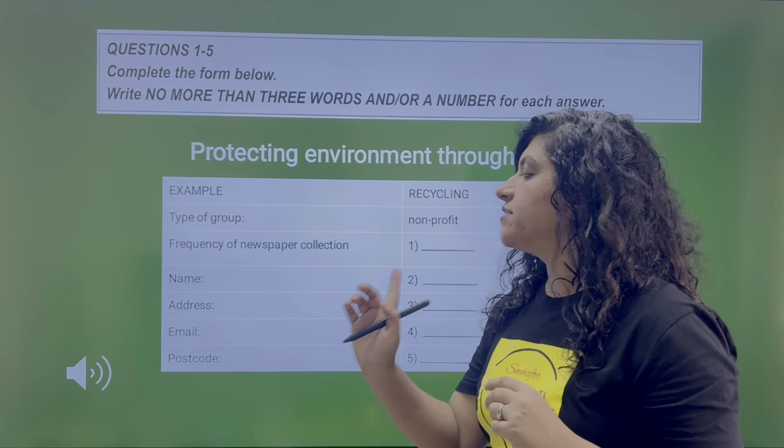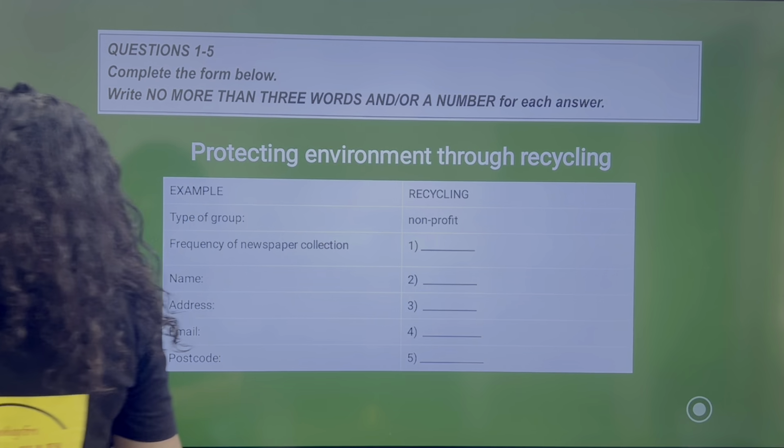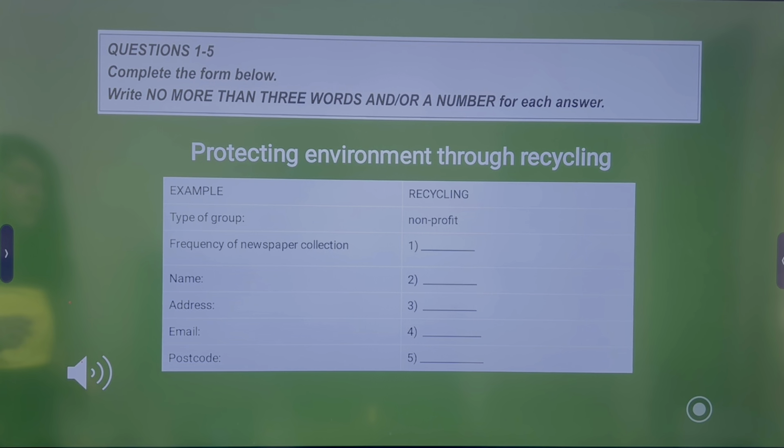All right, so let's solve the questions. You will see that there is an example which has been done for you.